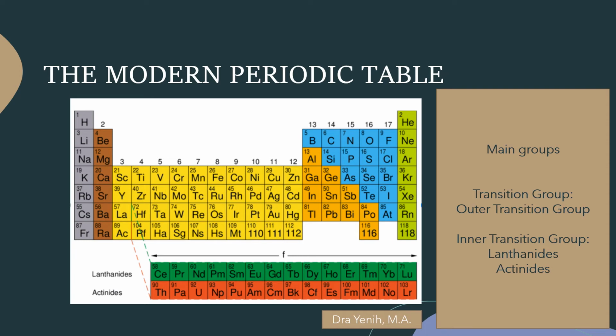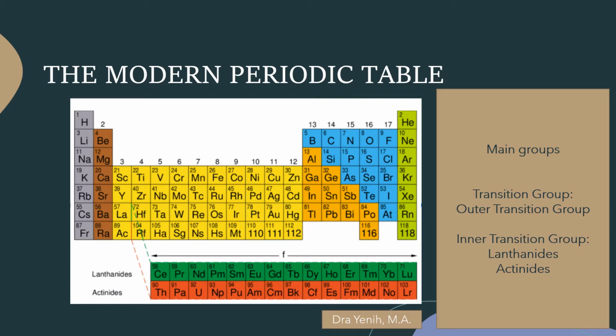The periodic table we use today is the modern periodic table, based on Mendeleev's, with almost the same form or shape. Here we have a column, that is a group, and here we have a row. A row is a period, and we have 7 periods.